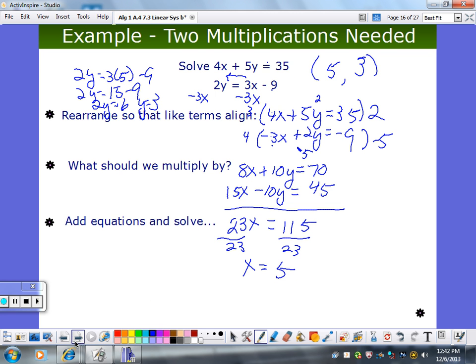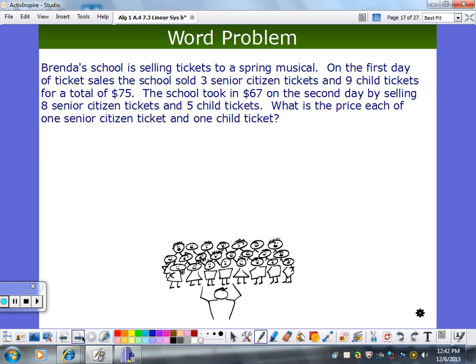Let me just see what the next thing is here. Yeah, ooh, the word problem. So when you come back, attack it first before we discuss it. So have a good one.